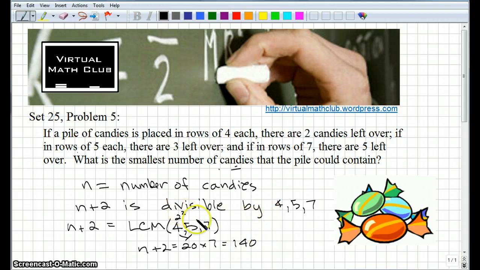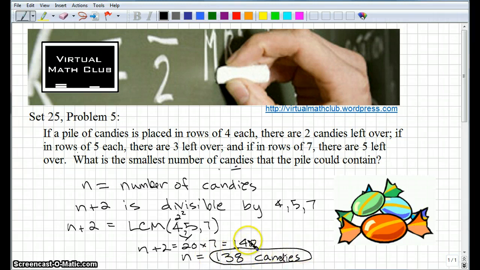But we're not looking for n plus 2, are we? We're looking for n. So n has to be equal to 138 candies. Alright? So that's our answer. That's the smallest number of candies. It's just the least common multiple of 4, 5, and 7 minus 2. Okay?